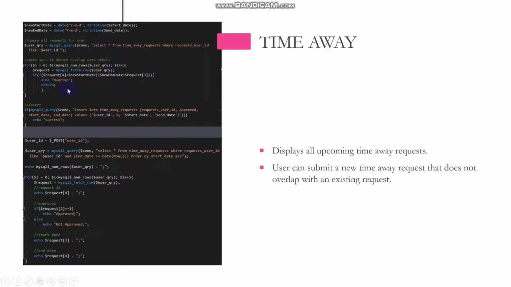Okay. So this code up here is actually going to be for submitting a request. It checks first if it overlaps with any of the requests that the user has already submitted, and then when it knows that there is no overlap, it goes ahead and inserts the time away request for approval. Down here, the shift is going to initialize the time away screen and is going to collect information of all the time away requests that the user has submitted and will display their dates as well as the approval status.